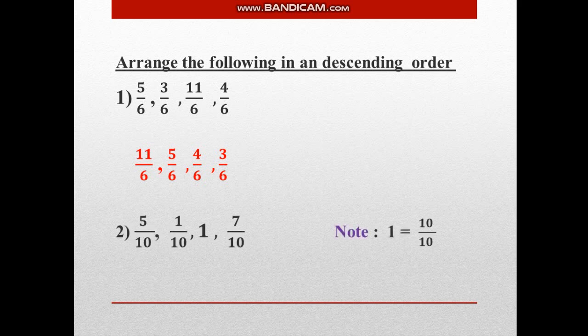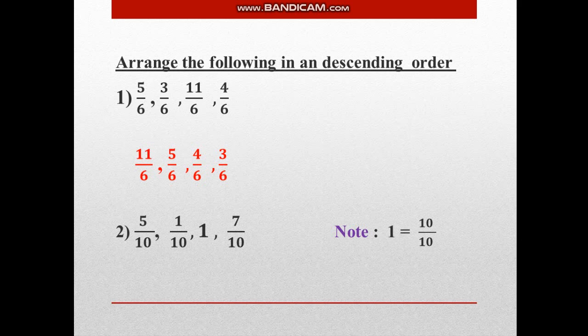Number 2, I have 5 tenths, 1 tenth, 1, and 7 tenths. I want to arrange them in descending order. We said before we must have equal denominators. All the denominators are 10, but I have 1. What can I do with this one? We can make 1 as a fraction, like any number divided by itself. So I need 1 to have denominator 10. So 1 will be 10 tenths, because all the denominators are 10.